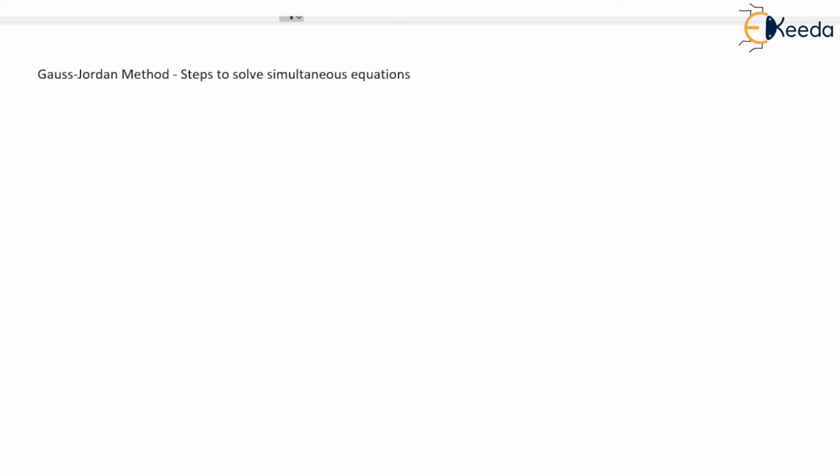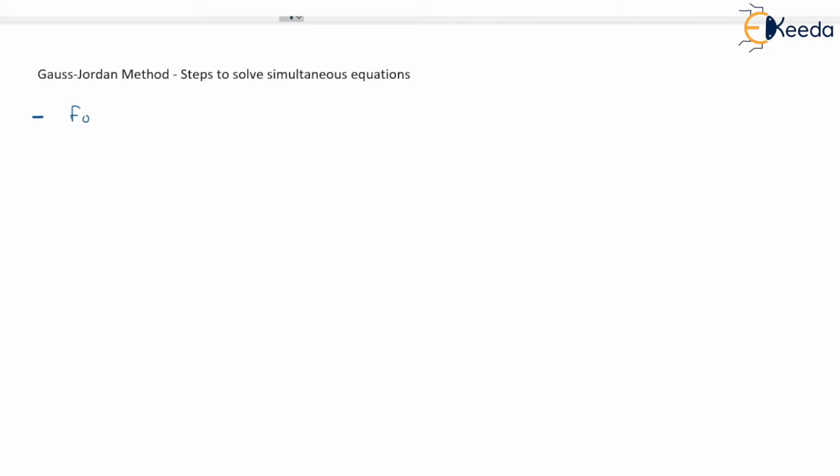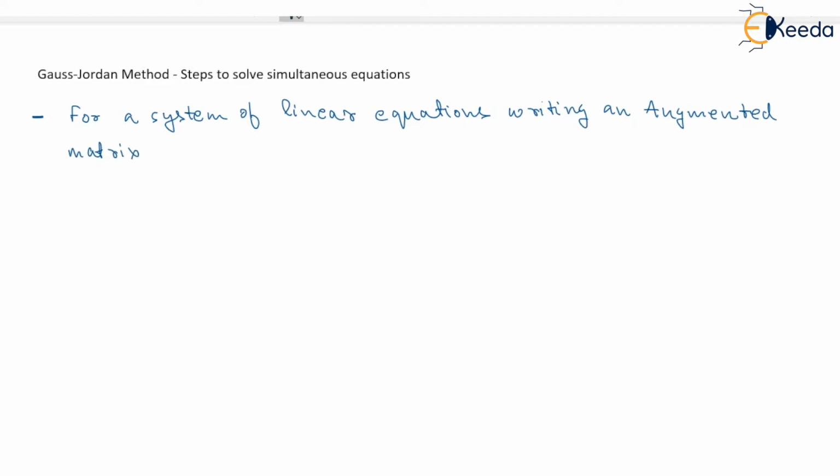So, first of all, for a system of linear equations, writing an augmented matrix. That is, let's say if we have the system of linear equations as Ax is equal to b, then for this we are going to write the augmented matrix first thing.